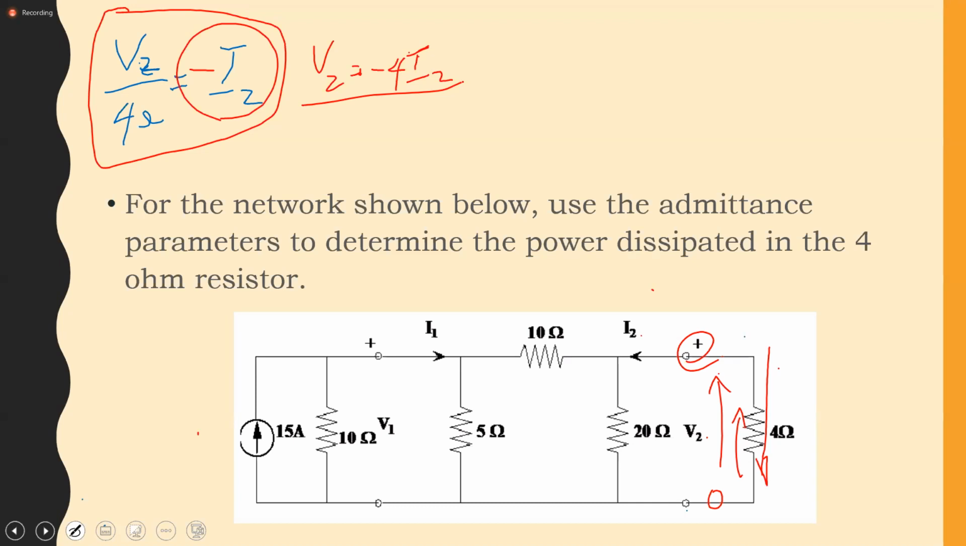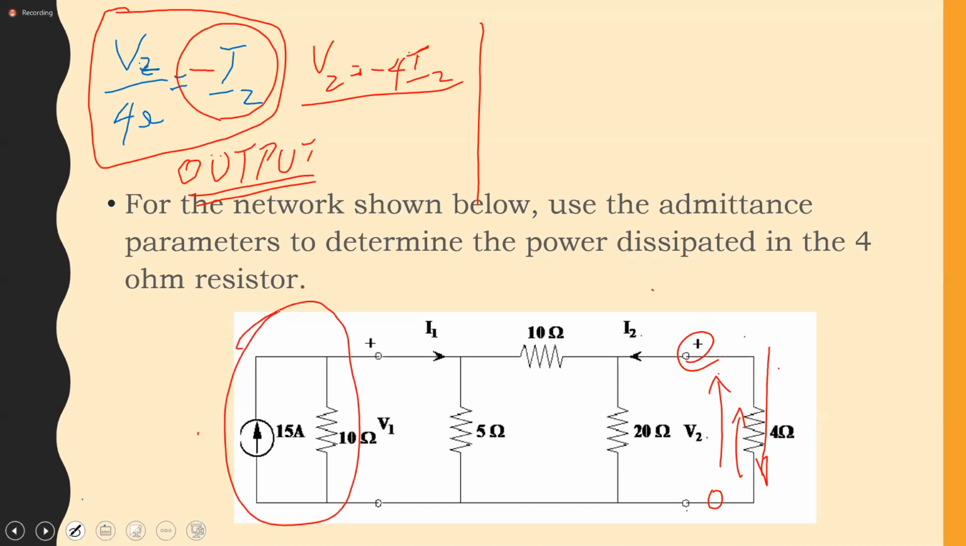So that is on the output side. Now I come to the input side. Let's stick a pin in that for the time being. On the input side, I have the 15 amp source and the 10 ohm resistor, and I want to use these two in an expression that connects I1 and V1.